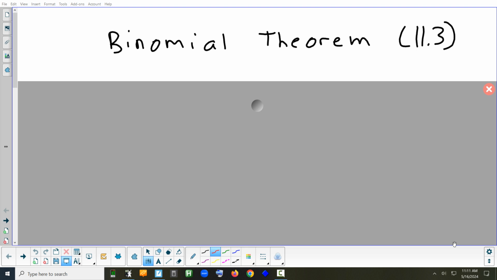Okay, so the last section we're going to take a look at is 11.3. And 11.3 is on what we call the binomial theorem. It's kind of an application of a series. We're going to look at summations again today, but very special summations.